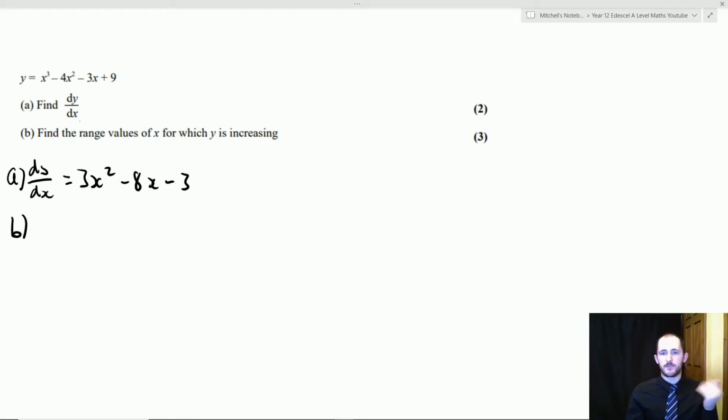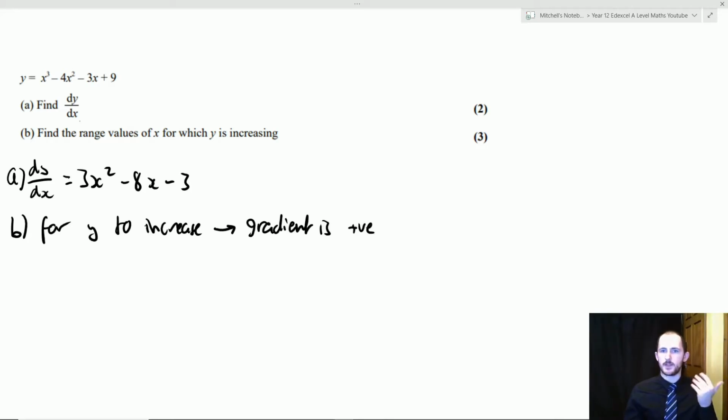It now asks us to find the range of values of x for which y is increasing. So for y to increase, what does that mean? It means the gradient is positive, right? Because otherwise the y would be decreasing or staying the same. So all we're trying to look for is dy by dx is greater than 0. So this is a quadratic inequalities question in disguise.